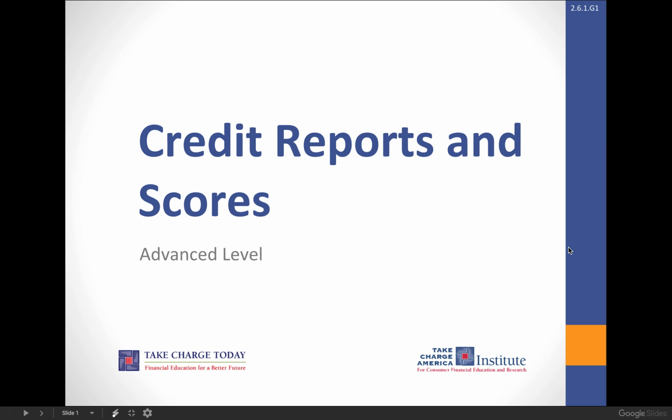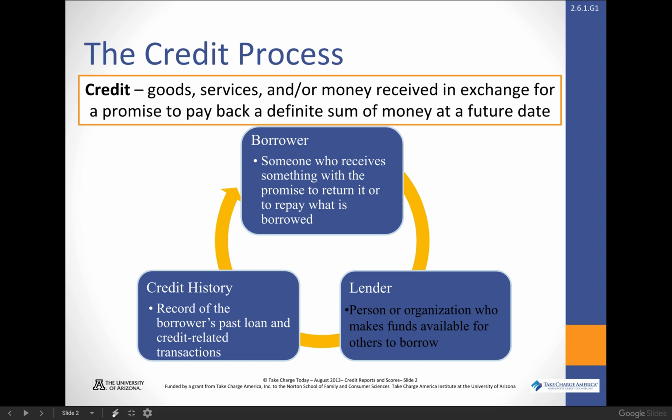The last piece of credit cards specifically is going to be going over credit reports and scores. So credit, we know from the beginning, is using money that is loaned to you in order to buy goods and services today with the promise that you're going to pay back that amount of money in the future. And so we have three pieces to the credit process.